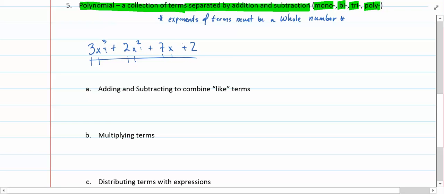Now down here you might recognize that there isn't an exponent written, but you should remember that we can assume that there is an exponent here. It's just an exponent of 1. So again, we have 3 pieces to this term.